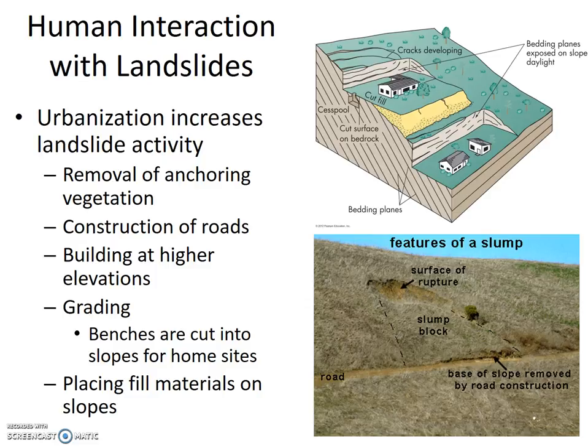The bottom image shows a slump stimulated by a road that removed some of the toe of the slope. This road will always have issues, but it's not a very expensive road, so it might not matter much, just based on the picture.